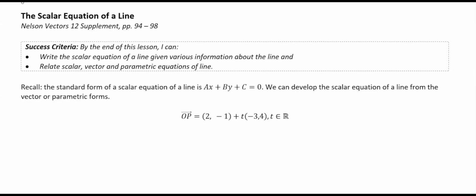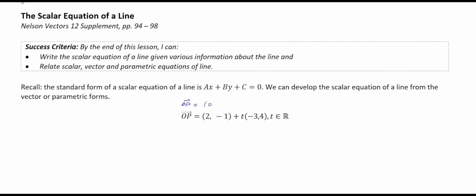Okay, we're going to look at the scalar equation of a line. And recall that the standard form of a scalar equation of a line is ax plus by plus c is equal to 0. And we can develop scalar equations of a line from the vector or parametric forms. Last lesson we looked at vector forms, and this lesson we're looking at going from vector form back to a scalar form.